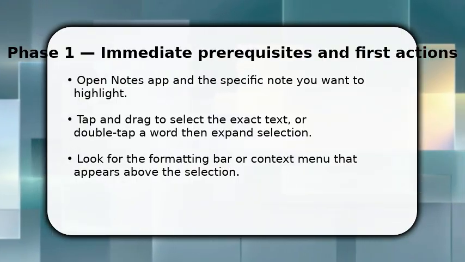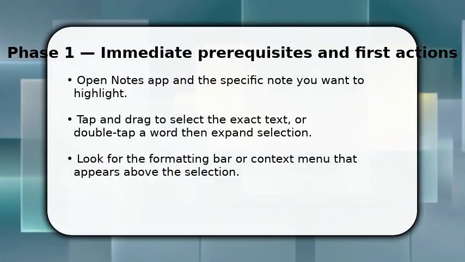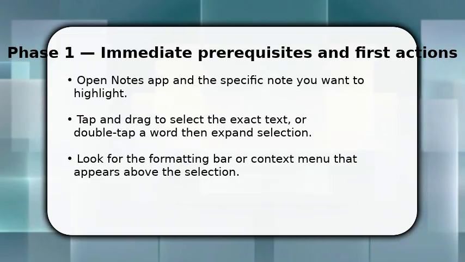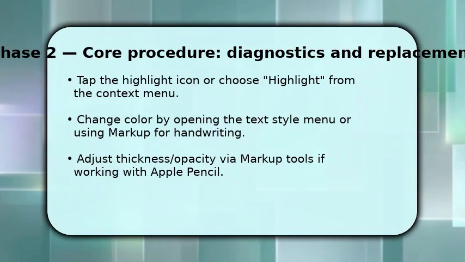That menu contains the only built-in highlight action for typed text. Act now. Find that menu so you can apply the visual emphasis you need. After revealing the context menu, tap Highlight to apply a standard yellow mark to typed text.